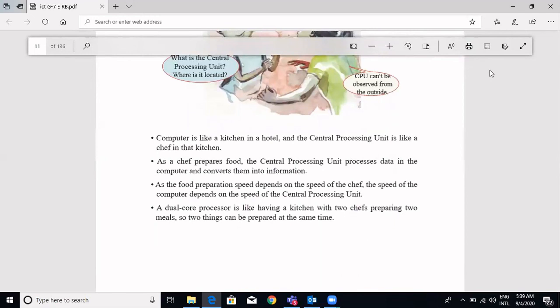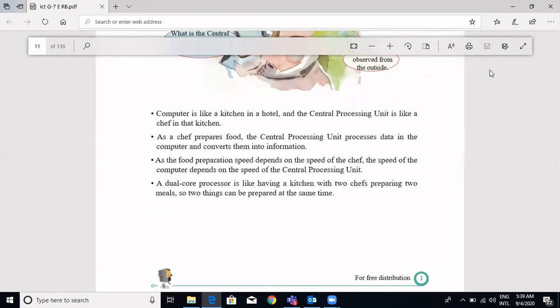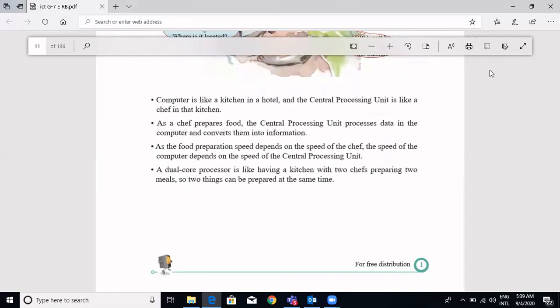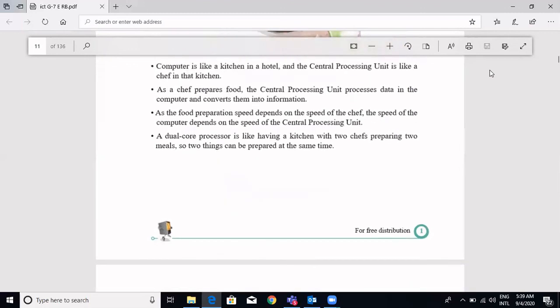It's the one doing all the processing of data in the computer and converting the data into information, right? For example, the chef is the one who prepares food, right? The speed of the food preparation depends on the speed of the chef. If the chef is very lethargic and takes time to cook, the final output will come with a latency. But if the chef is very fast, definitely the food preparation will also be fast and you will get the output quickly. Similar to that, the computer speed directly depends on the speed of the central processing unit.